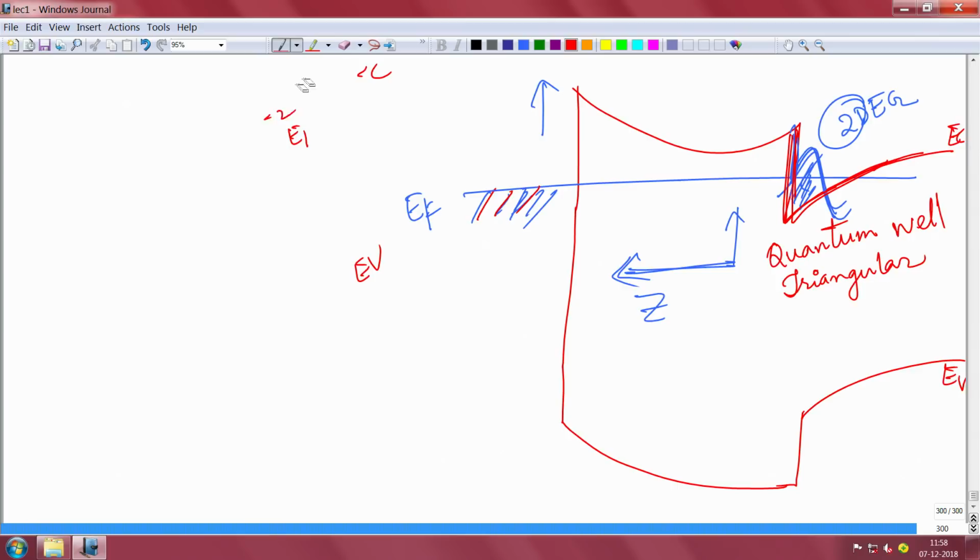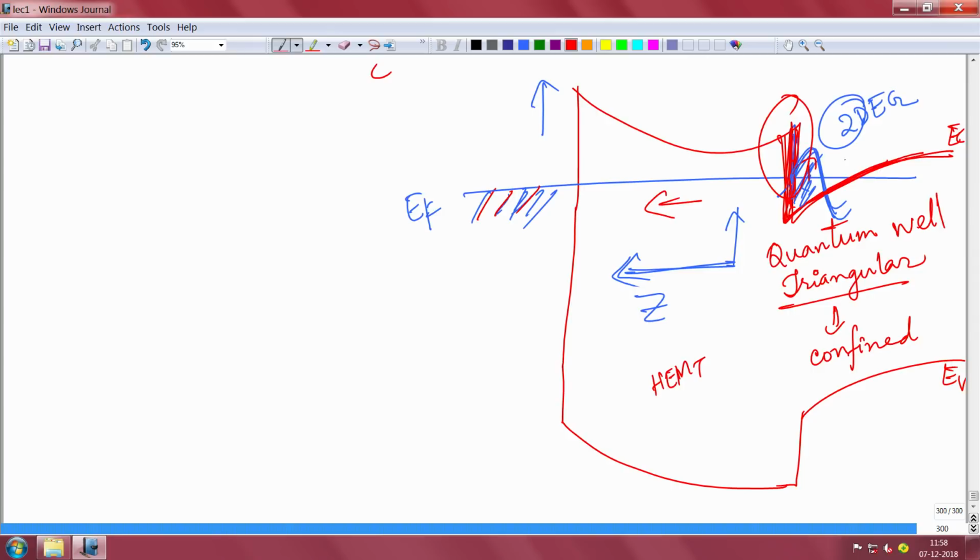But in this gallium arsenide modulation doped HEMT, the quantum well that is formed is a triangular quantum well because it looks like a triangle. In a quantum well, carriers are confined in only one dimension. So in x and y, in the plane of the device, they can move, but vertically they cannot move in the z direction because there is a confinement here. This confinement will not allow the electrons to move.